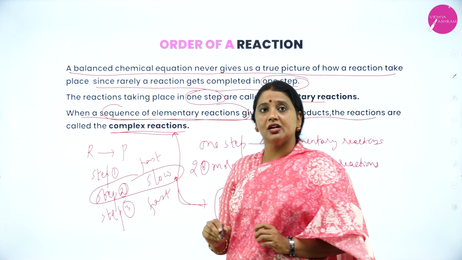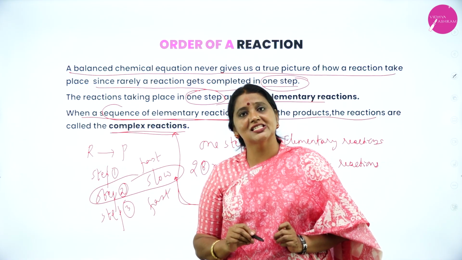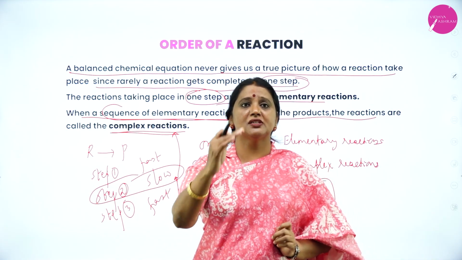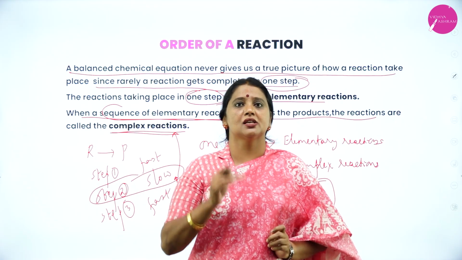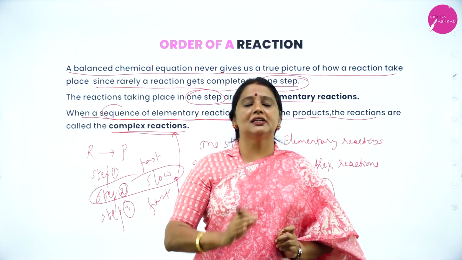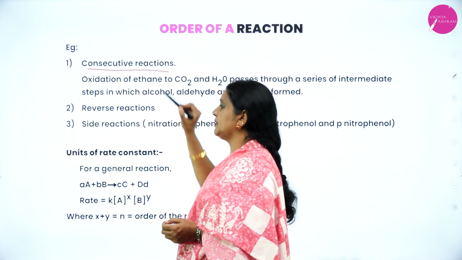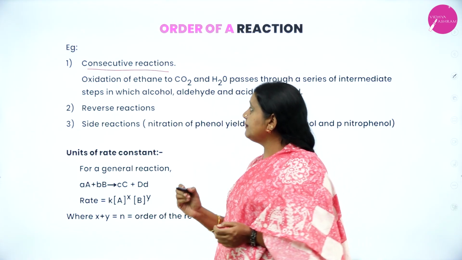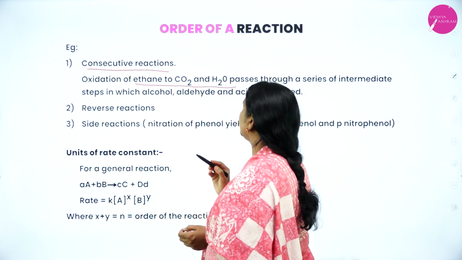In complex reaction, when the reaction takes place by 2 or more steps, find out which is the slowest step. Why do we have to find out the slowest step? That step is used to find out order and molecularity, and that step is called as rate determining step. Example for complex reactions are consecutive reactions. For example, oxidation of ethane to carbon dioxide and water.